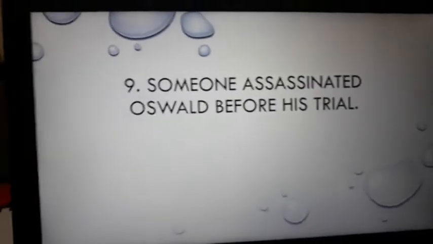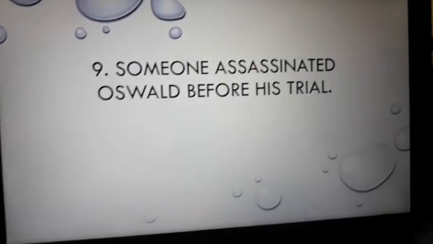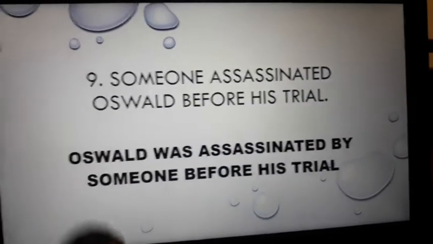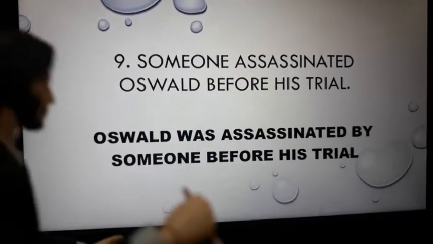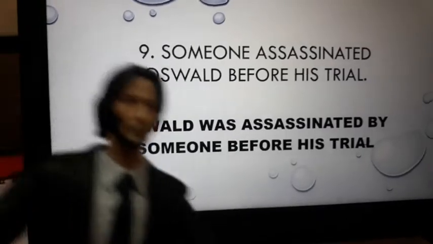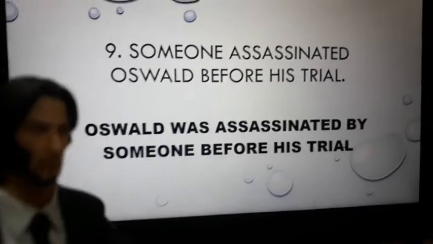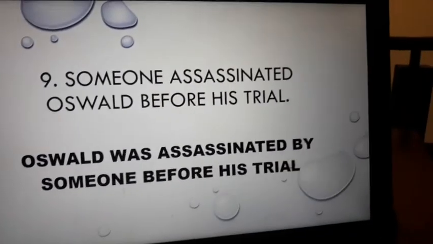Number 9. It says, someone assassinated Oswald before his trial. So it was like the same sentence in number 4 or 5. I don't remember very well. So let's check. Oswald was assassinated by someone before his trial, because in this case, someone is the subject, assassinated, the verb, and Oswald turns into the object. Ergo, in the passive voice, Oswald is the object. Oswald was assassinated by someone before his trial. Let's go with the following one. Okay, that was it. That was the end, yeah, I remember.